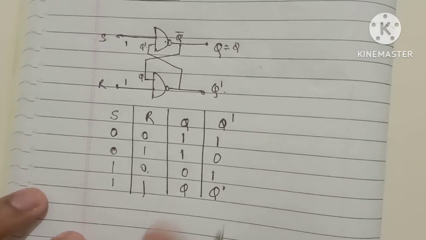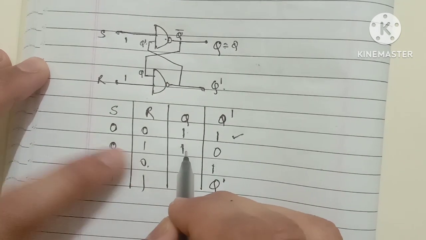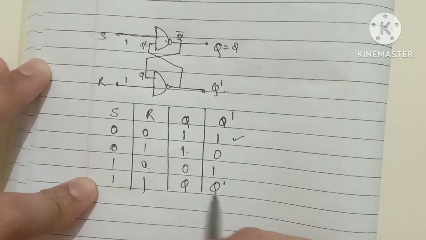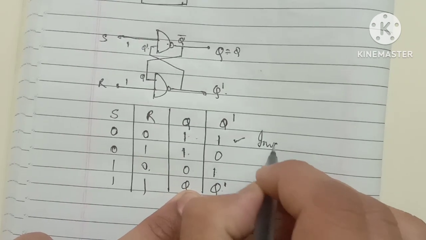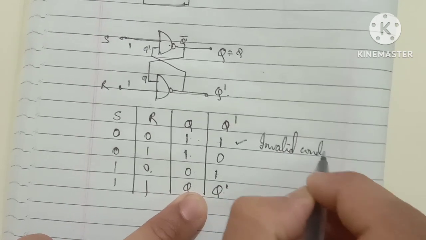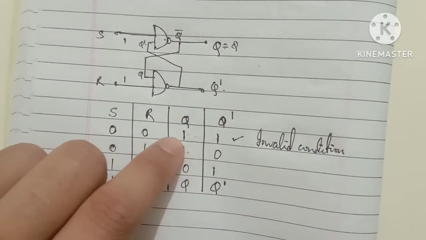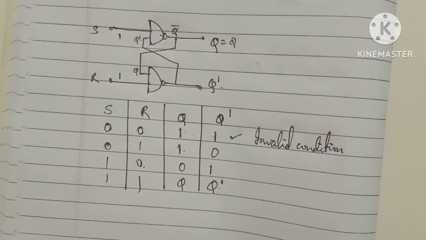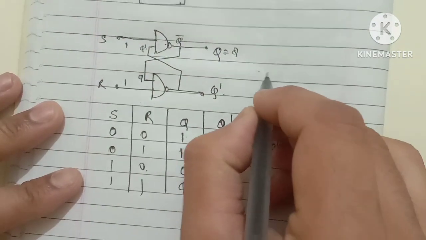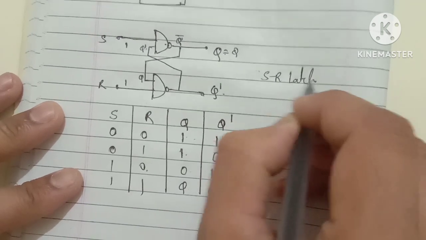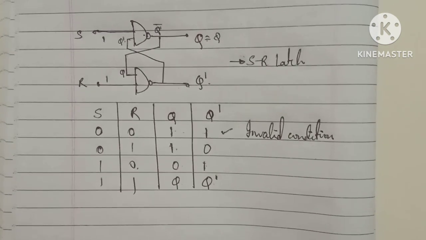So what we have studied is that in this case both are the same, but in the rest all three have 1, 0, 0, 1, Q dash is there, but this is the same thing. This condition is called the invalid condition. The invalid condition happens because we want a complement output, not the same output. That's why an invalid condition happens in the SR latch. Okay, this circuit is also called the SR latch. Getting me? So this is one of the invalid states that happens in this circuit.